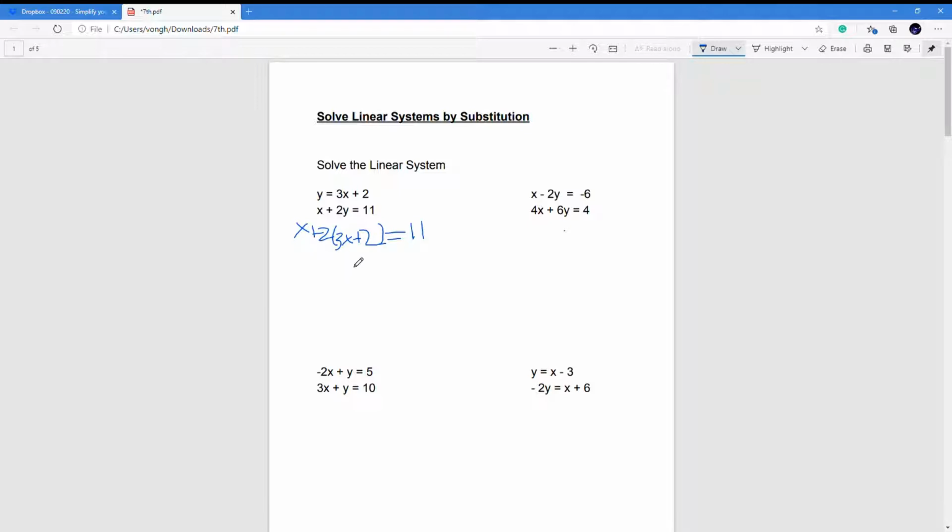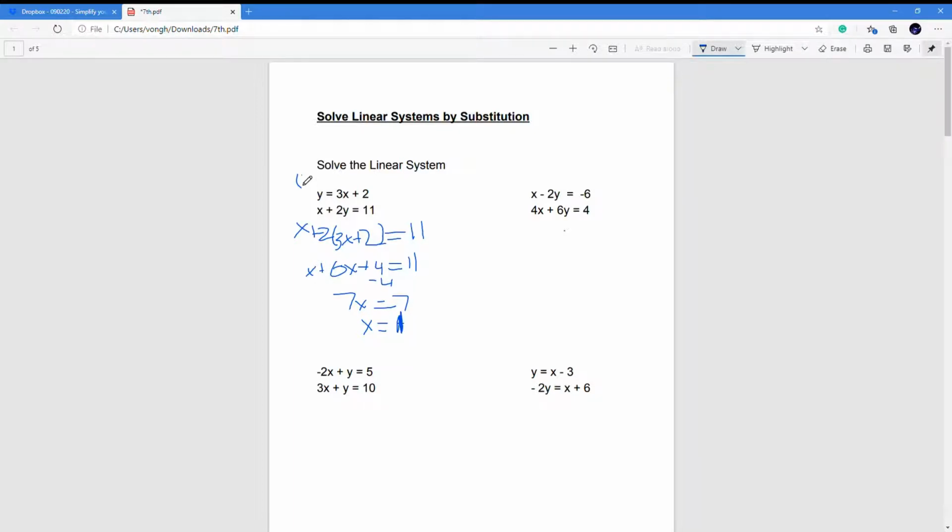Now from here on, we just simplify it with basic algebra. So we should get x plus 6x plus 4 equals 11. Subtract 4 and add these up, so we get 7x and 7. So we have 7x equals 7. Now we just simplify it and isolate the x by dividing by 7, so we get x equals 1.